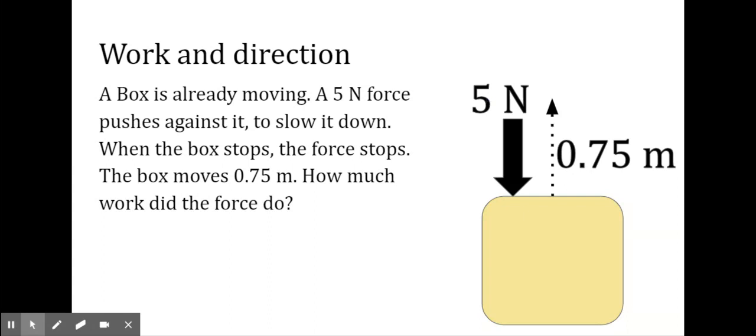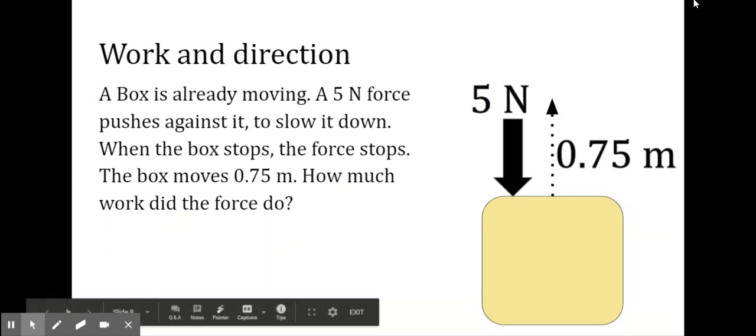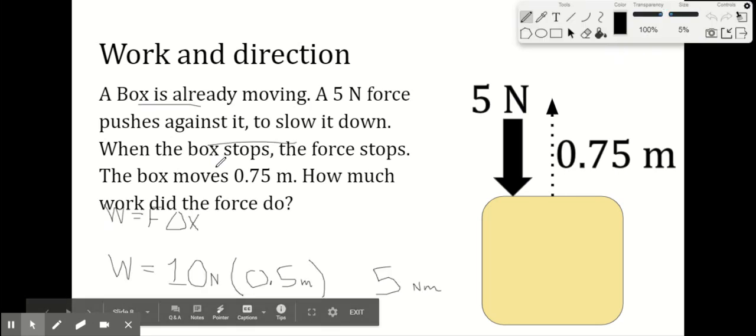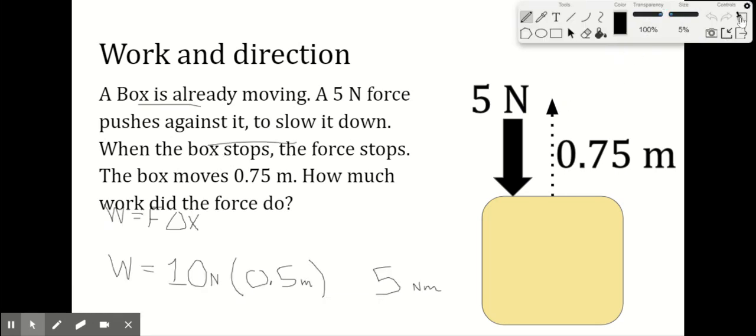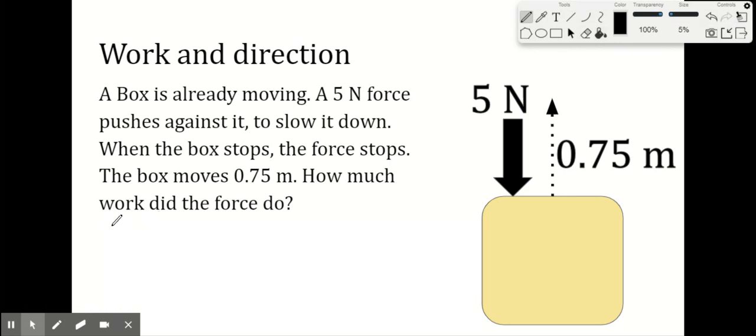Now I want to know how much work did that force do? And again, this is really pretty easy. Okay, so again, we use our work equation. The only difference here is that notice now my force is pointing down, and the distance that we moved is up. And so that means that delta x and our force are now pointing in opposite directions.